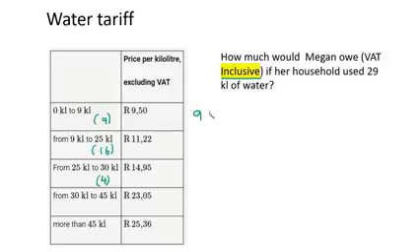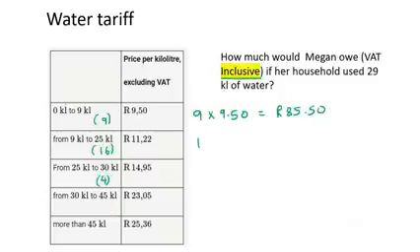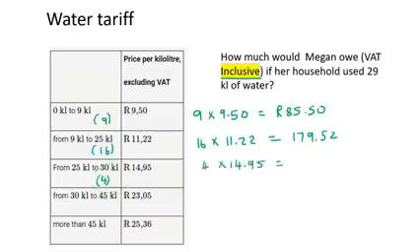So we can say 9 kiloliters multiplied by 9.50. We can add VAT at the end, it's easier to do it like that. So that'll be 85 Rand 50, just like we got in the previous example. Then here we're going to get 16 multiplied by 11.22, and that's going to give 179.52. And then this one we're going to do 4 multiplied by 14.95, and that'll be 59 Rand 80.